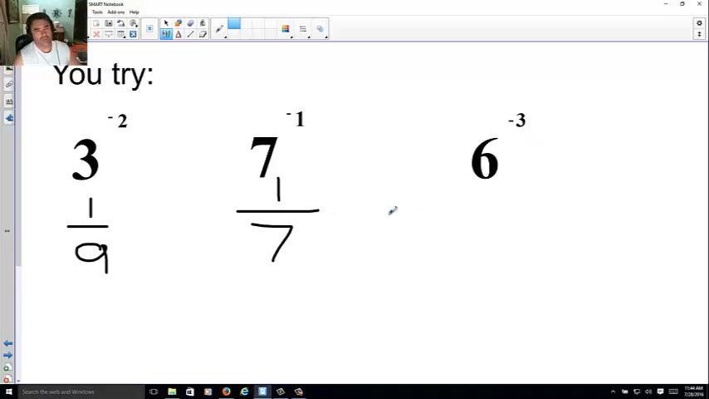6 to the third power, well, 6 times 6 times 6. I'm going to say 216. Hope I'm right. Early morning for me. But negative exponent means 1 over 216. So hopefully you got those right.